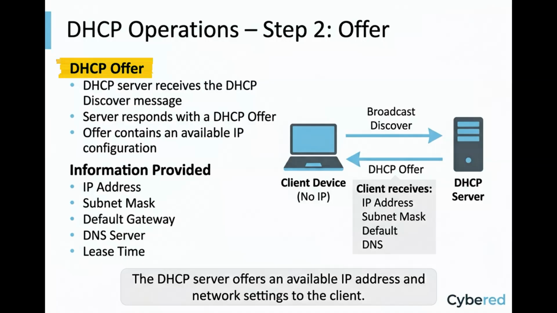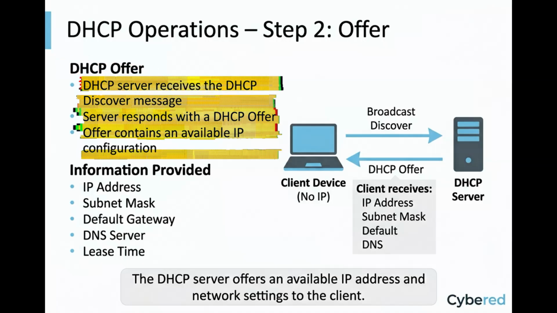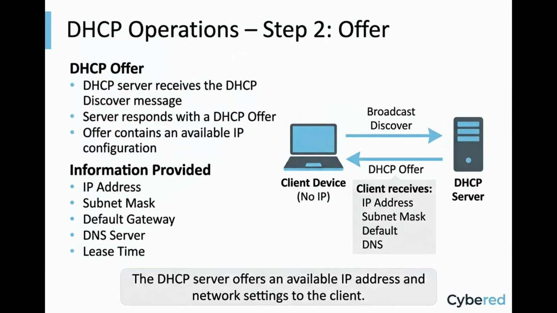Number 2, DHCP Offer. When a DHCP server receives the Discover message, it responds with a DHCP offer containing an available IP address and configuration details. The offer includes information such as IP address, subnet mask, default gateway, DNS server, and lease time.